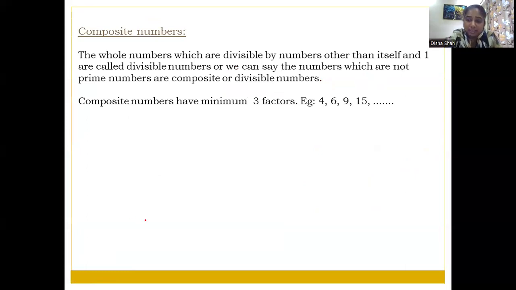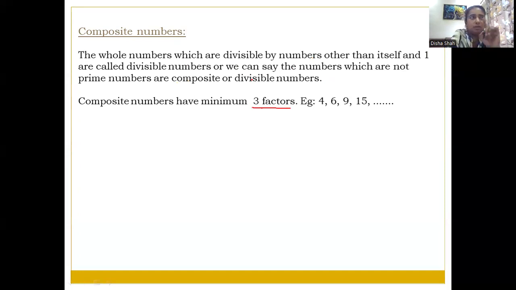Next, let's see what is a composite number. So the whole numbers which are divisible by numbers other than itself and 1 are called divisible numbers, or we can say the numbers which are not prime numbers are composite or divisible numbers. In short, a composite number should have minimum 3 factors. So the definition of composite numbers is that it should have minimum 3 factors. One and itself तो है ही, इसके अलावा कम से कम एक और फैक्टर होना चाहिए.